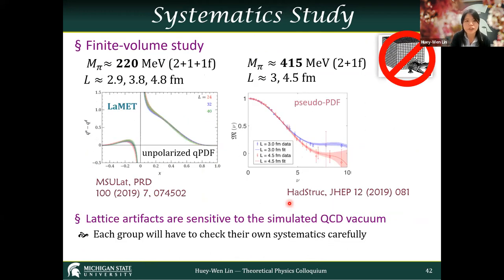And there are some efforts to try to study and remove the systematics from the parton distribution calculation. So in terms of finite volumes, for example, you can study multiple volumes, and then you study the dependence of that parton distribution function. Sometimes you don't see a significant impact, sometimes you could, and it could depend on the property of the vacuum and the method in general as well.